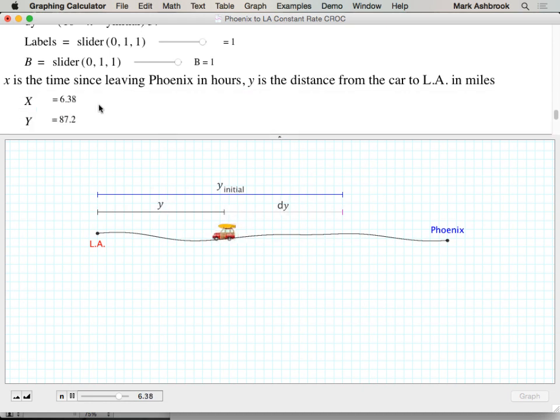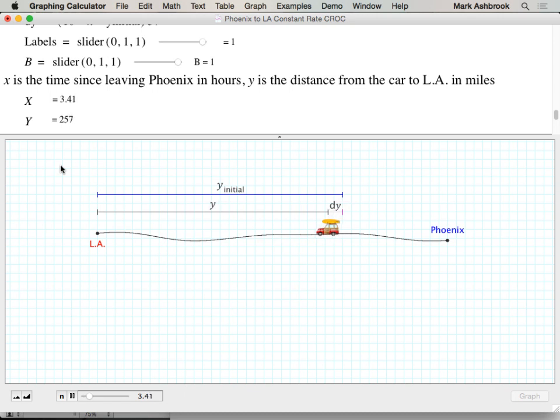the values of x. x is, again, the time since leaving Phoenix. y is the distance to LA. And as the car's moving, these values are changing, right? So what is x doing? Increasing, and we know that y is decreasing because we're getting closer. Right, so is y changing at a constant rate with respect to x? Yes or no?